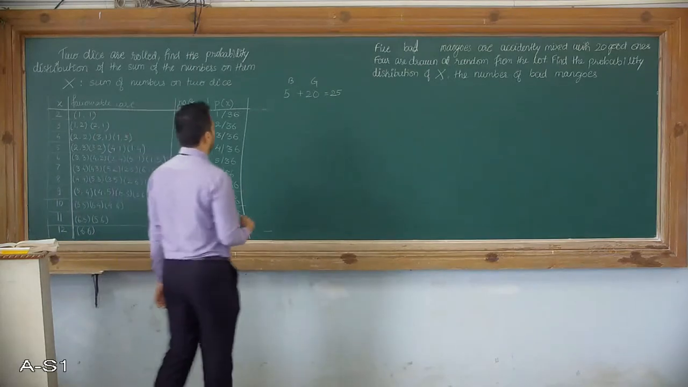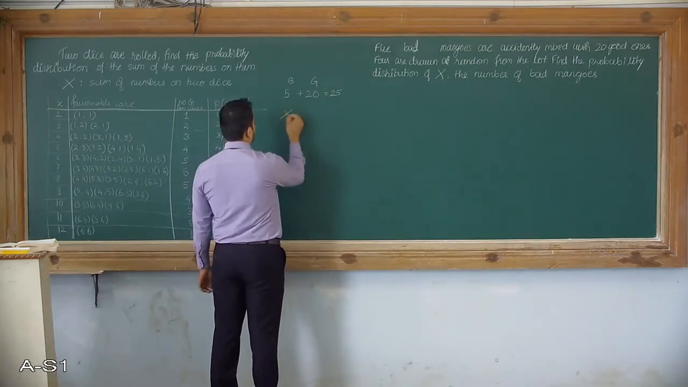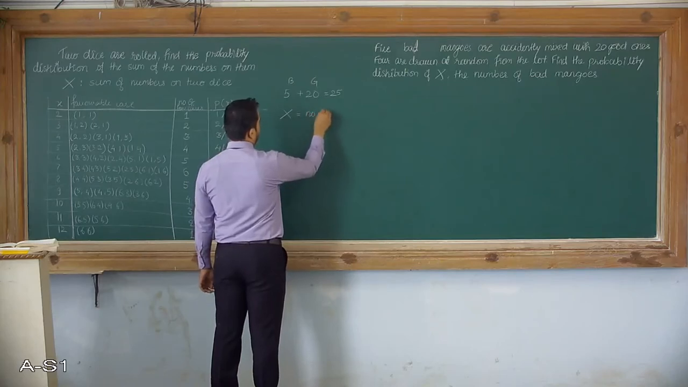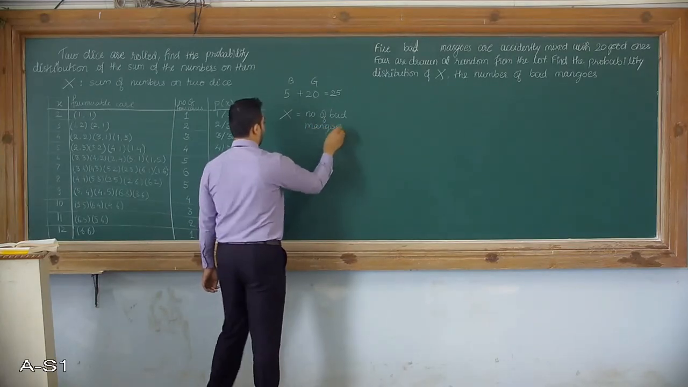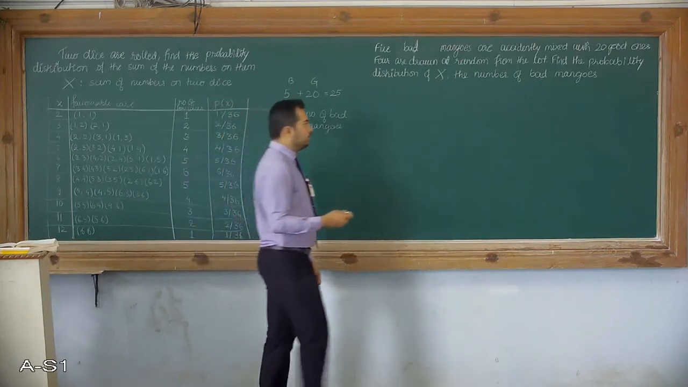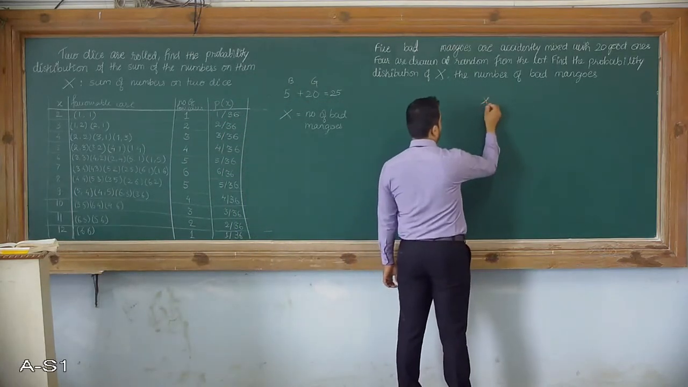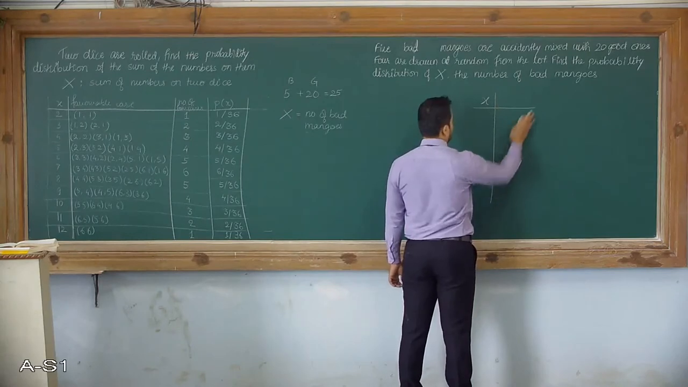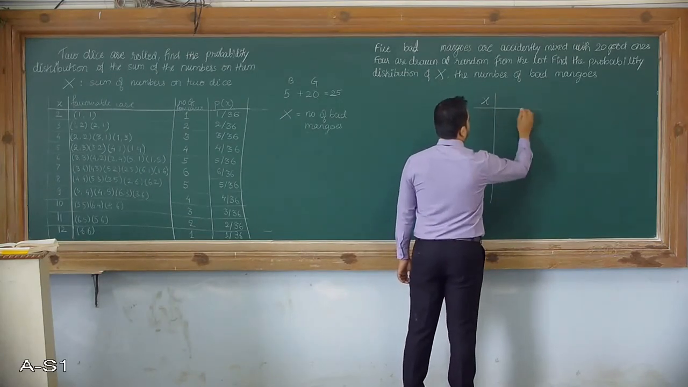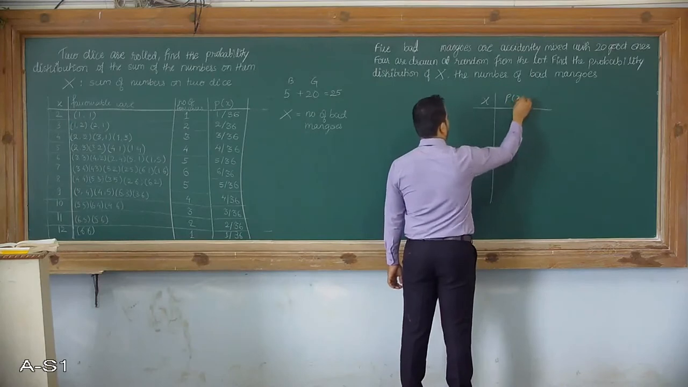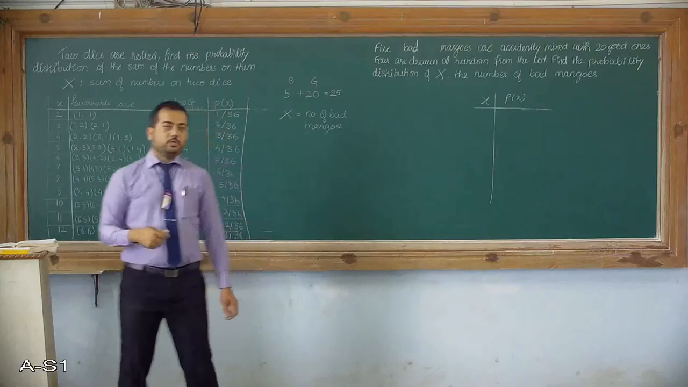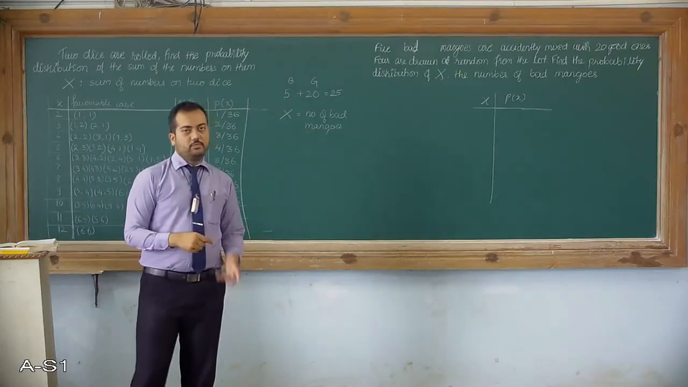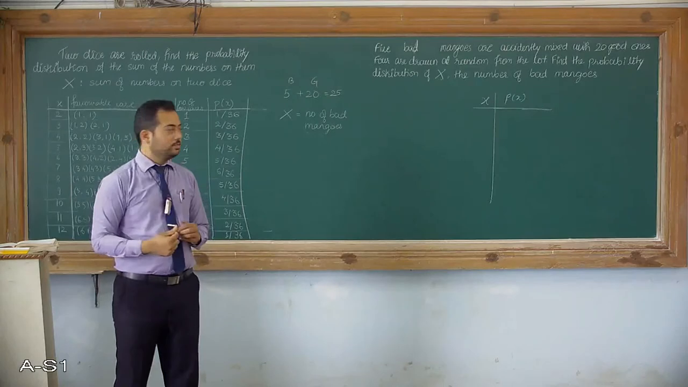Okay, so now X is the number of bad mangoes. Now here I need to form a table where X denotes the number of bad mangoes, and then we have to write the probability of X. Now what could be the minimum number of bad mangoes and what could be the maximum number of bad mangoes?